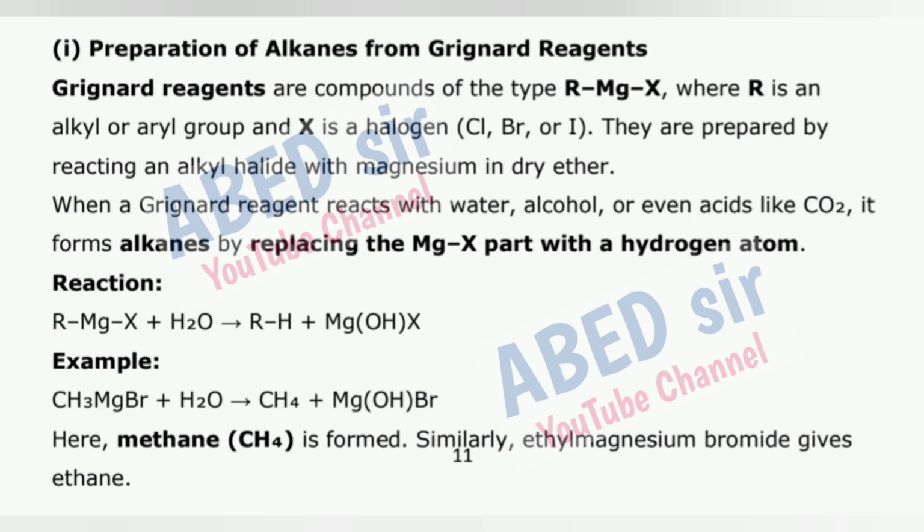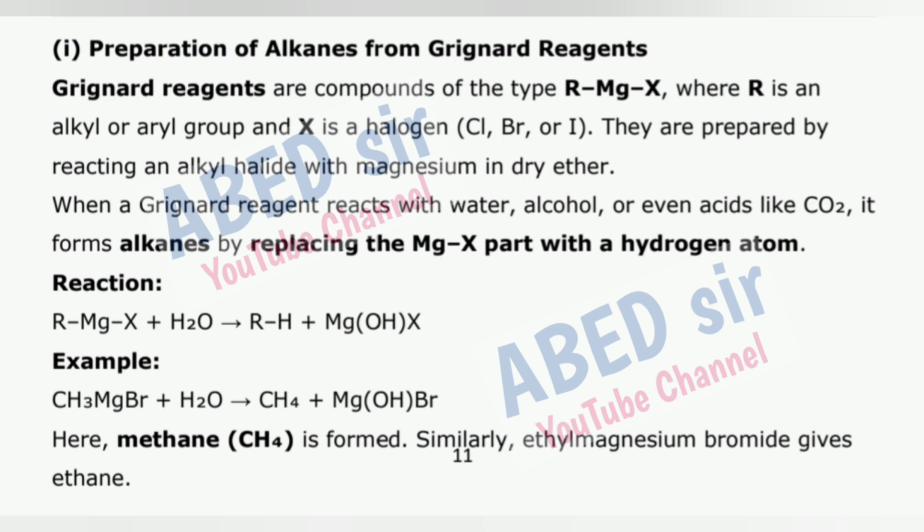When a Grignard reagent reacts with water, alcohol, or even acids like CO2, it forms alkanes by replacing the Mg-X part with a hydrogen atom. Reaction: RMgX plus H2O gives RH plus Mg(OH)X.